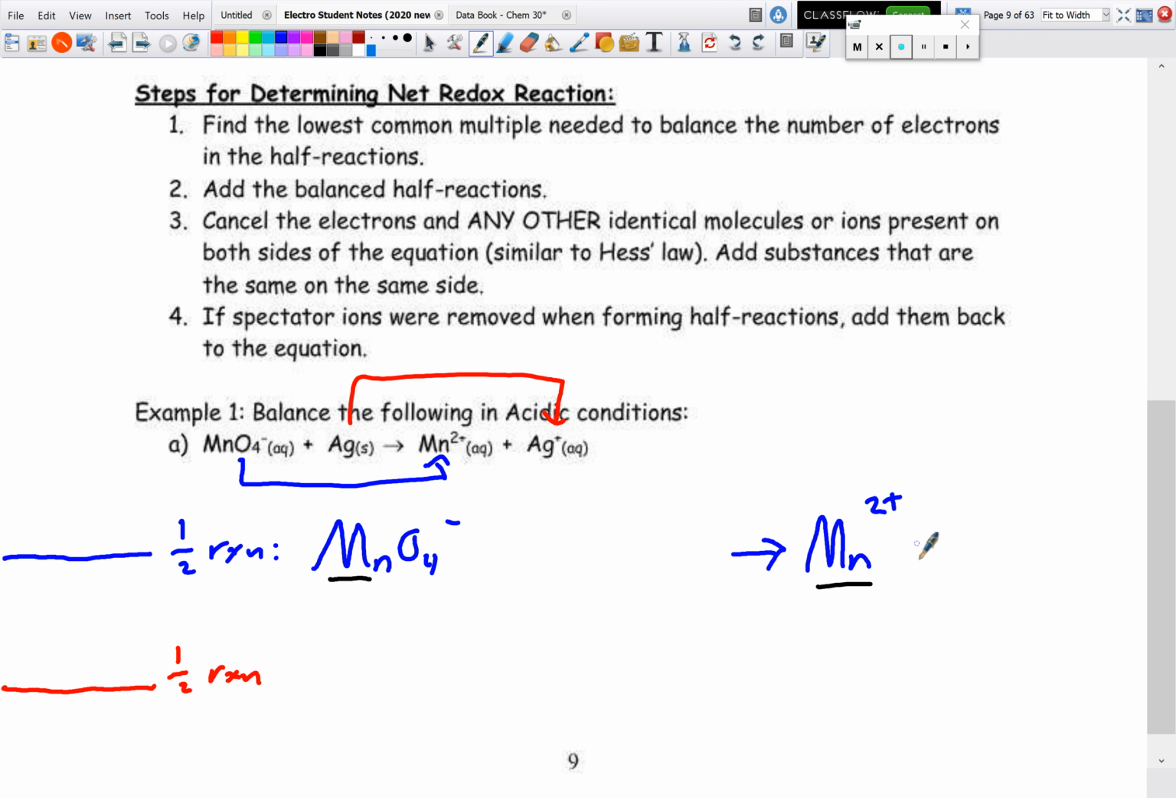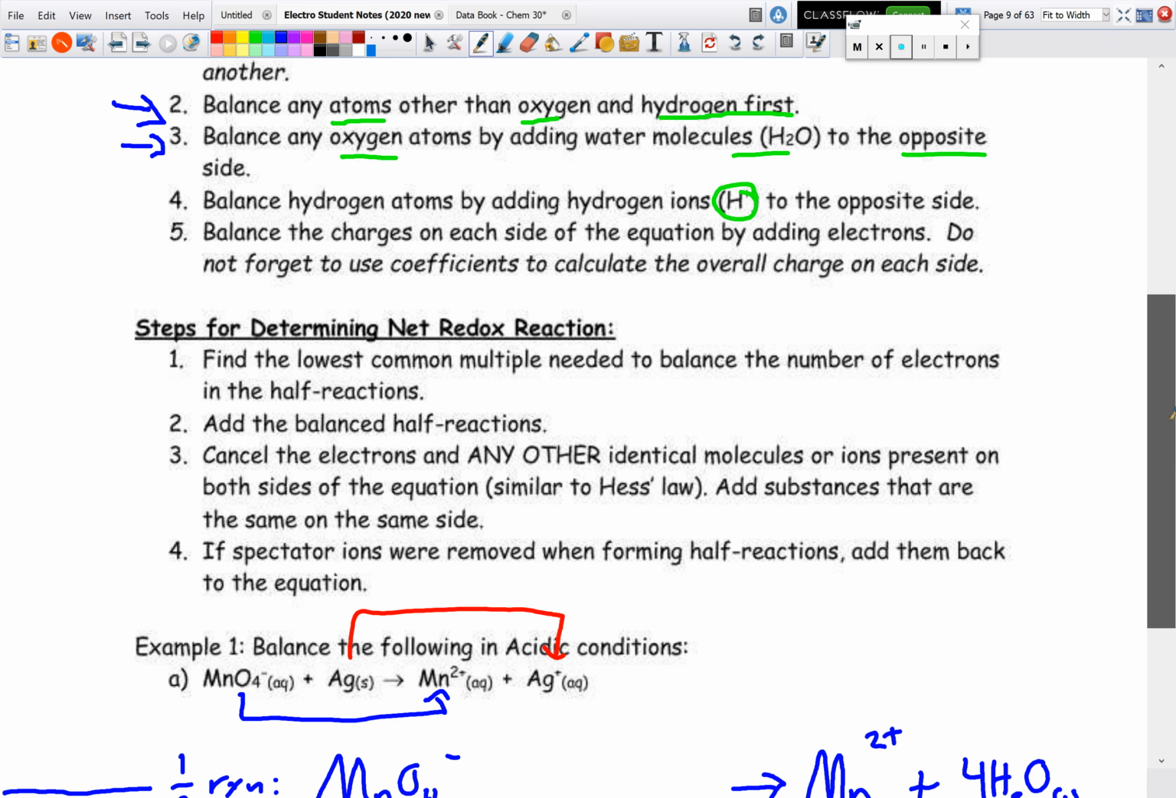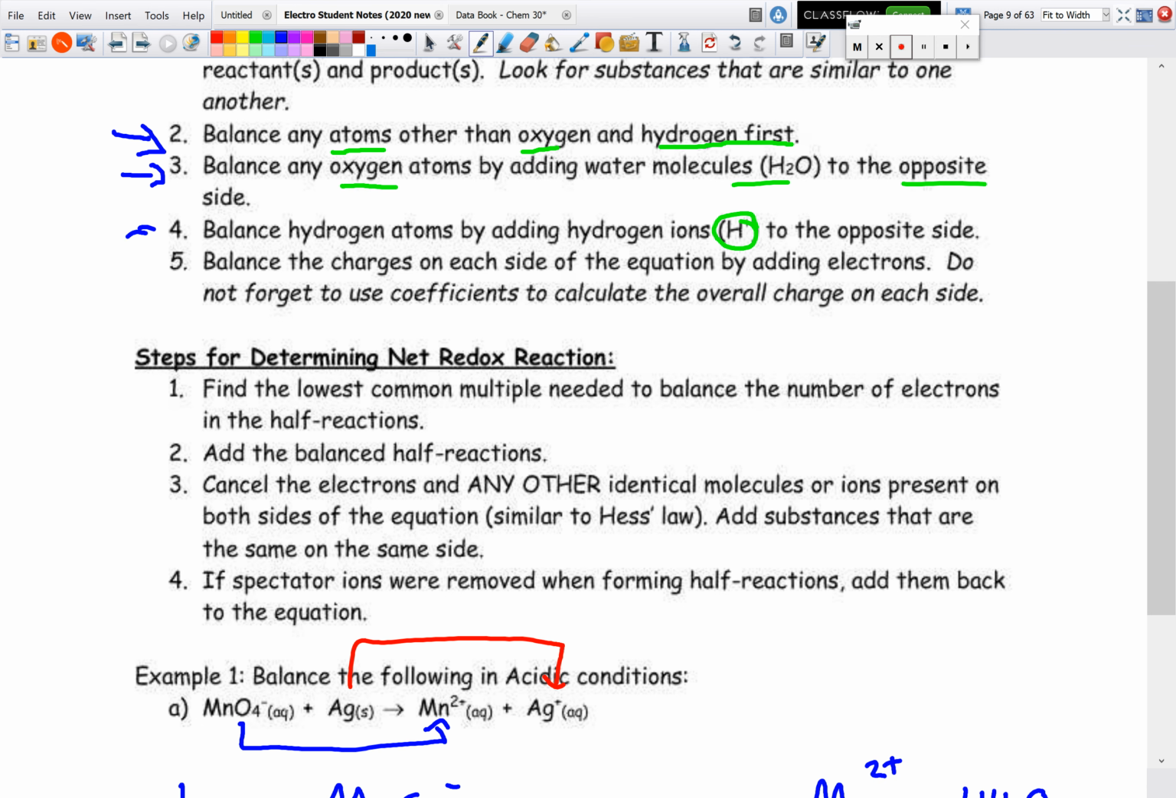So in order to balance that out or get enough oxygens, I need to add 4 water molecules to the opposite side. So now I have 4 oxygens and 4 oxygens. Now by adding that water, so that's step 3, then we move on to step 4, balance any hydrogen atoms by adding the H plus ion, the hydrogen ion.